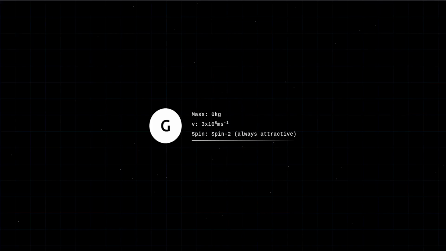To fit the laws of physics, a graviton must have very specific properties. First, it is massless. Because gravity has an infinite range, the graviton must have no mass. If it had mass, gravity would run out of steam over long distances. Second, it travels at light speed.